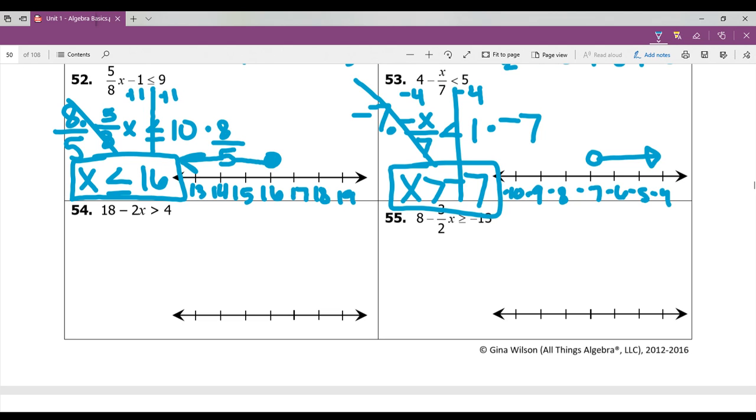Alright. Variables in the middle. Don't start there. Start with the thing without a variable. So minus 18, minus 18. Negative 2x is greater than 4 minus 18, which is negative 14. Divide by negative 2. You divided by a negative, so that greater than now becomes a less than.